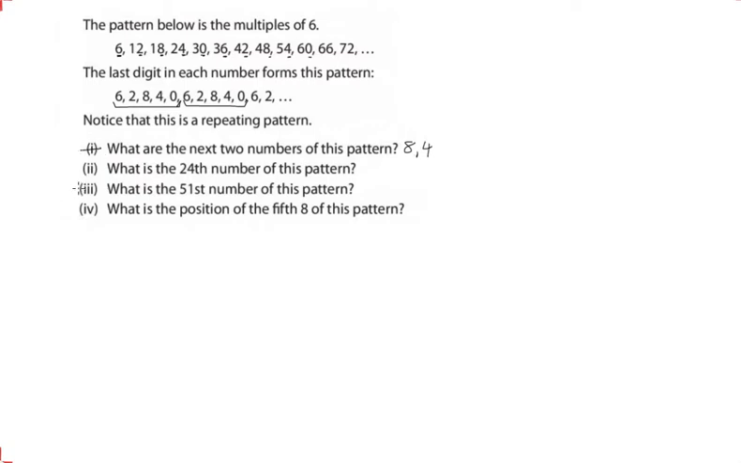What is the 24th number of this pattern? Okay, so we can see it goes up in 5s, okay? And the last one, the 5th one, is 0, okay? So 24, if we think of 25, the 25th number, what would the 25th number be? The 25th number would be 0, wouldn't it? Because any multiple of 5 is going to be 0. So if the 25th number is 0, the 24th number must be 4, because it comes before 0.